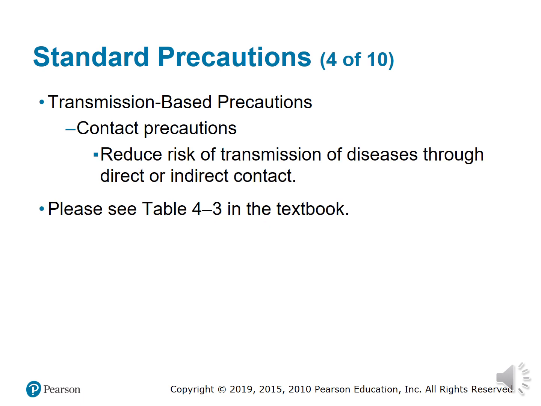Right? Contact precaution reduces the risk of transmission of disease through direct or indirect contact. Right. Again, if you feel like you're sick, stay away from people. Right. See tables 4-3 in the textbook. And here we talk about gloves and gowns, patient care items, things being airborne, droplets, and contact. All right. So you guys make sure that you look over that table.